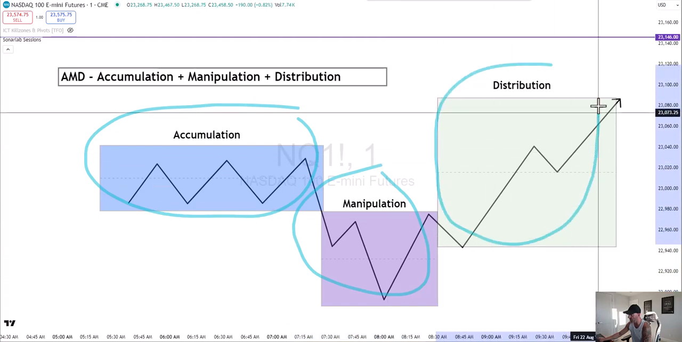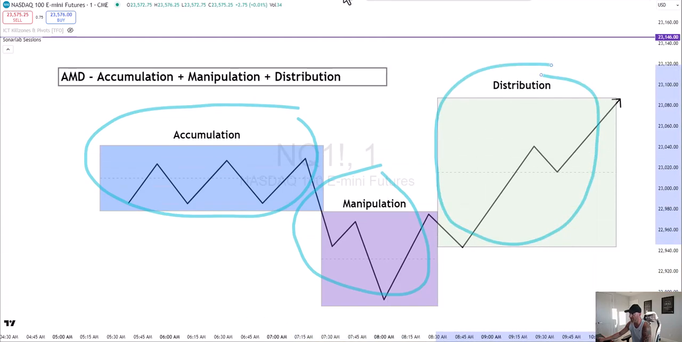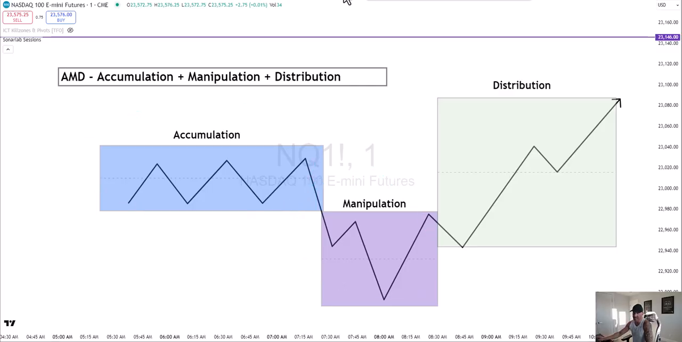Now, this is also the PO3, as a lot of traders call it, where the 4-hour candle is what they're trading. But it doesn't always have to happen right at 10 or the 2 o'clock time frame. You can see accumulation, manipulation, and distribution anytime. You just have to know how to identify it.